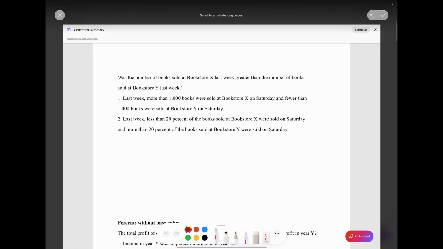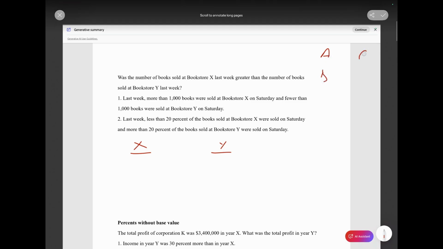Here you go. So the question says, was the number of books sold at bookstore X last week greater than the number of books sold at bookstore Y last week? So it's a yes/no type question, not an absolute value question. So we have bookstore X and bookstore Y. Okay. First statement says, and we've got our AD, BCE.